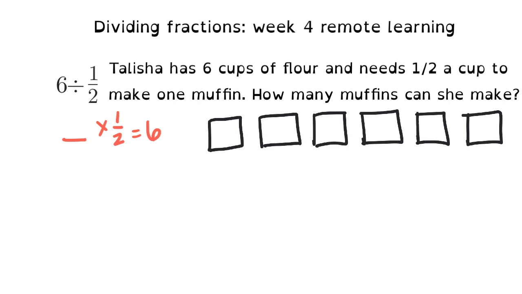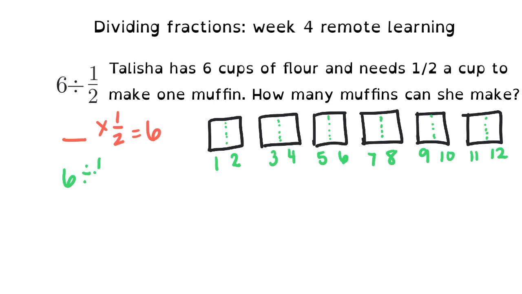And it says that she needs 1/2 cup to make 1 muffin. So let's draw that out. Every single time that I have 1/2, that gives me 1 muffin. So with 1 cup, that gives me 2, right? I continue, that's 3, 4, 5, 6, 7, 8, 9, 10, 11, 12. So 6 divided by 1/2 is equal to 12.